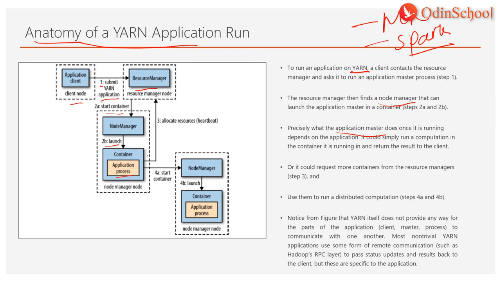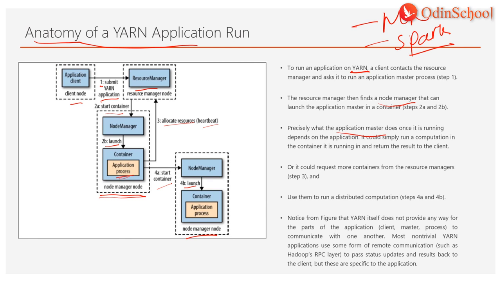Meanwhile, this node manager node, which is handling this particular container, will periodically send the heartbeat also. But if your application doesn't complete in this particular container, it may ask for other containers also. Here, if you see, another node manager node is called to launch another container, which will run another application process, a kind of Unix process. So that's how the application is actually running.